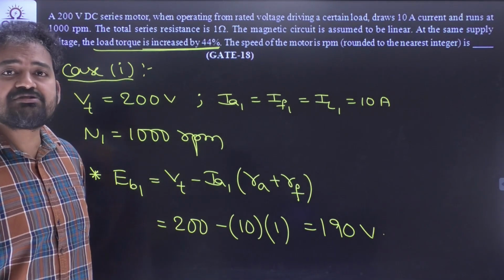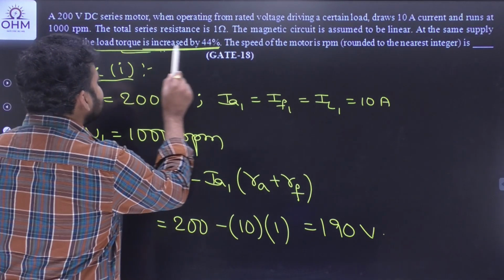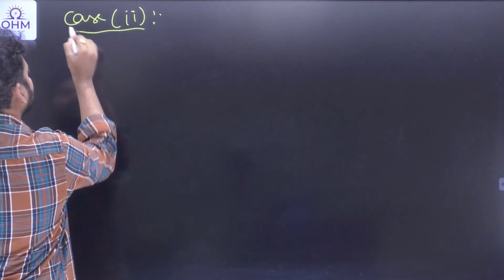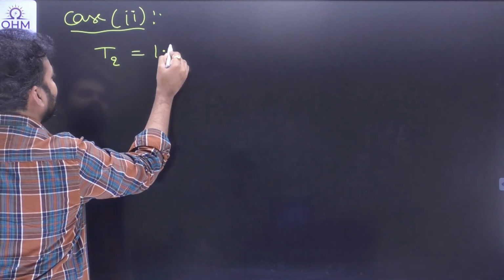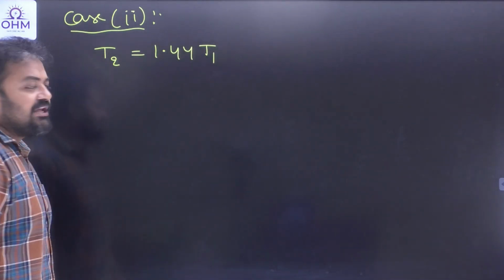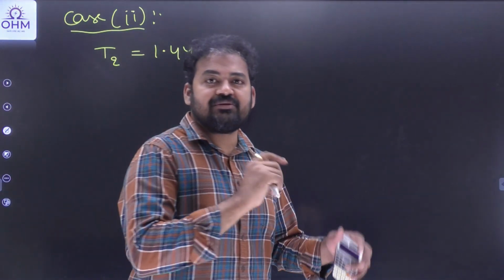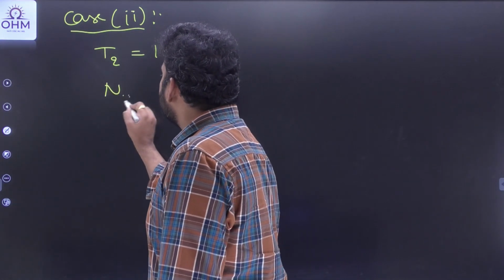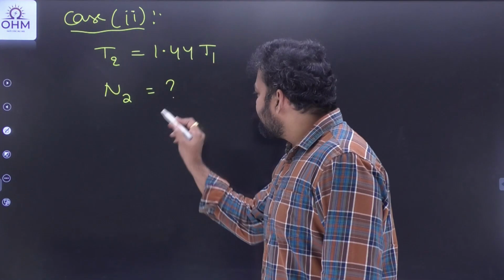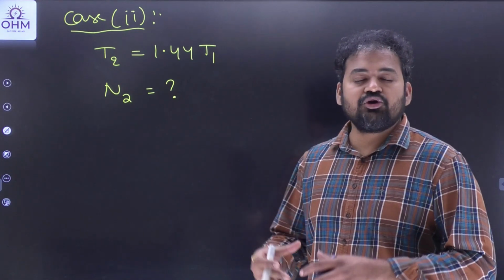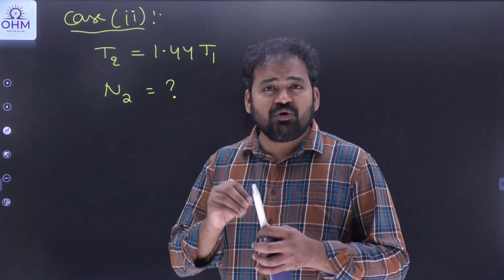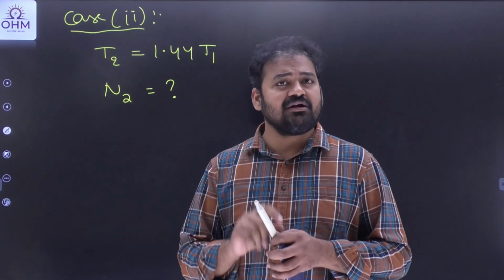Now in the next case, what was the modification that happened? Torque is increased by 44%. So case number 2. In case number 2, the torque is increased by 44%. That means T2 is equal to 1.44 times T1. Torque increased by 44%, what is the new speed? That is the question. To find the new speed, I have to find the new back EMF. To find the new back EMF, first I need to find the new armature current, because with any disturbance, the armature current will change.